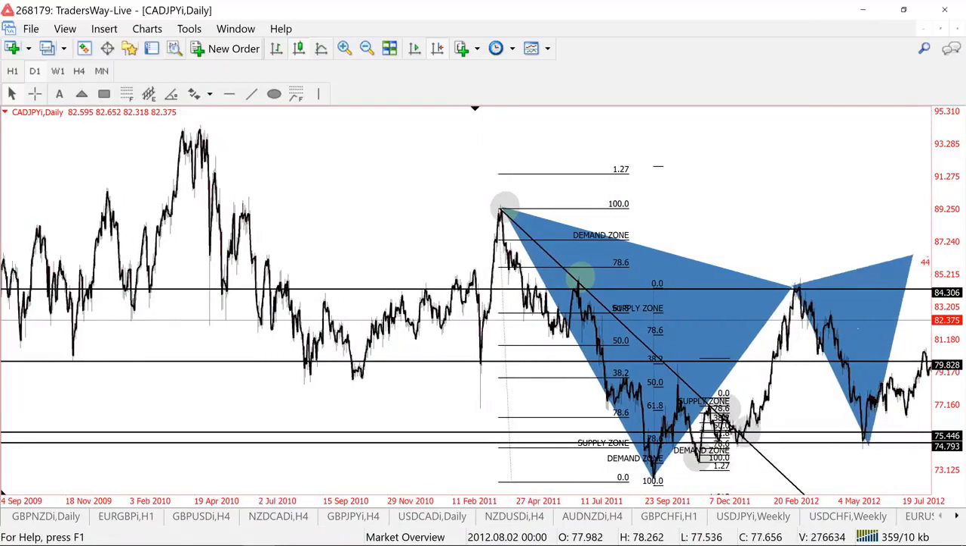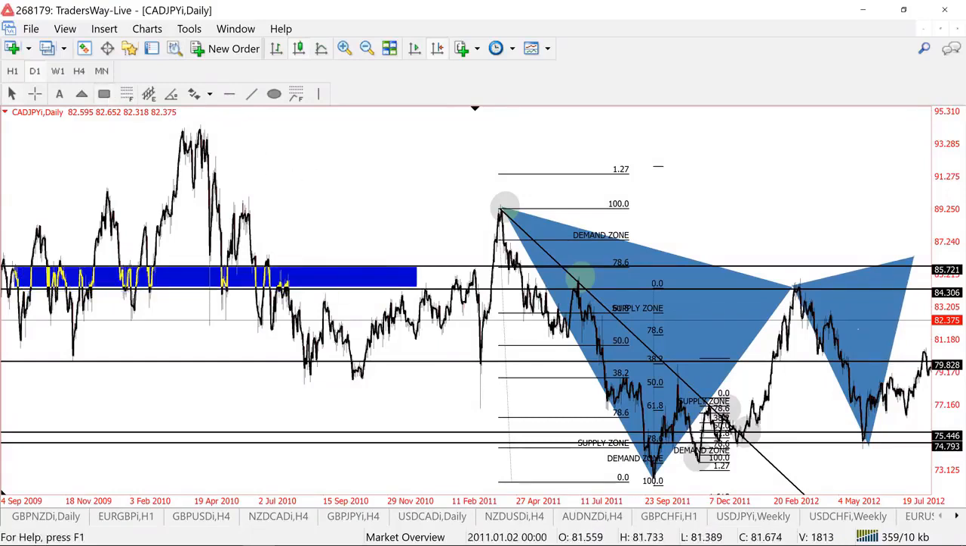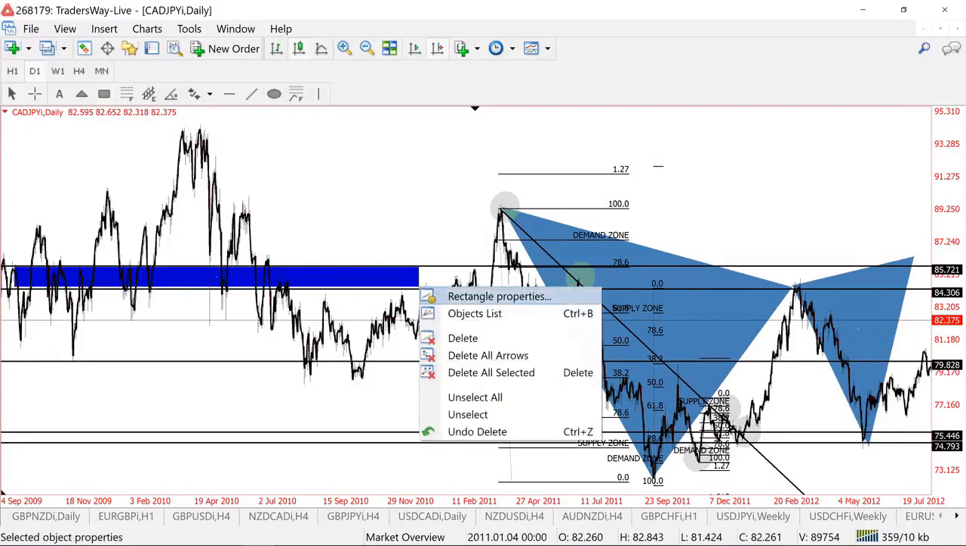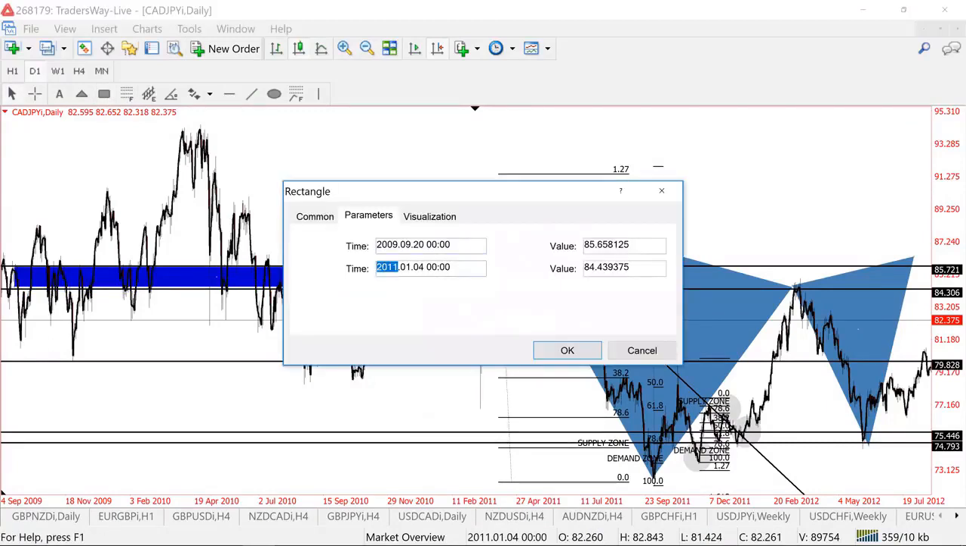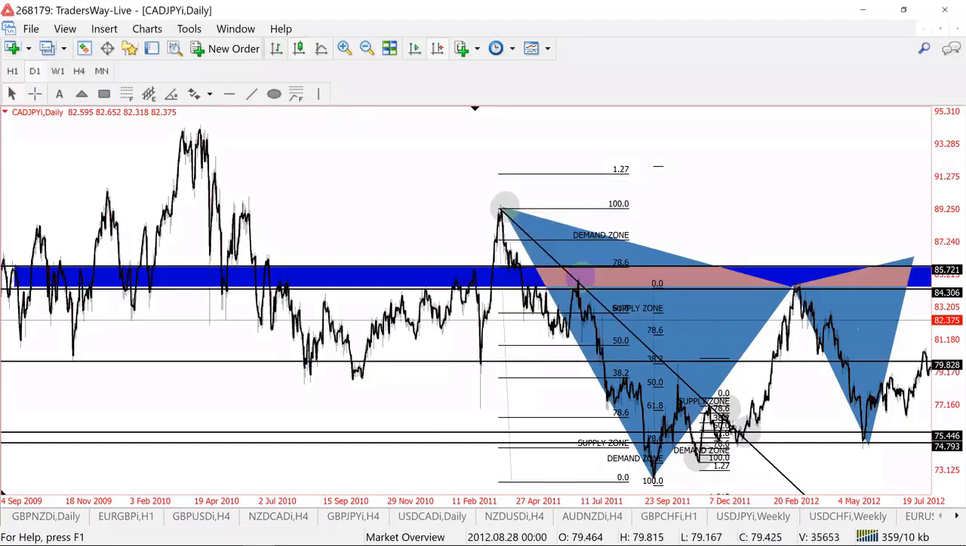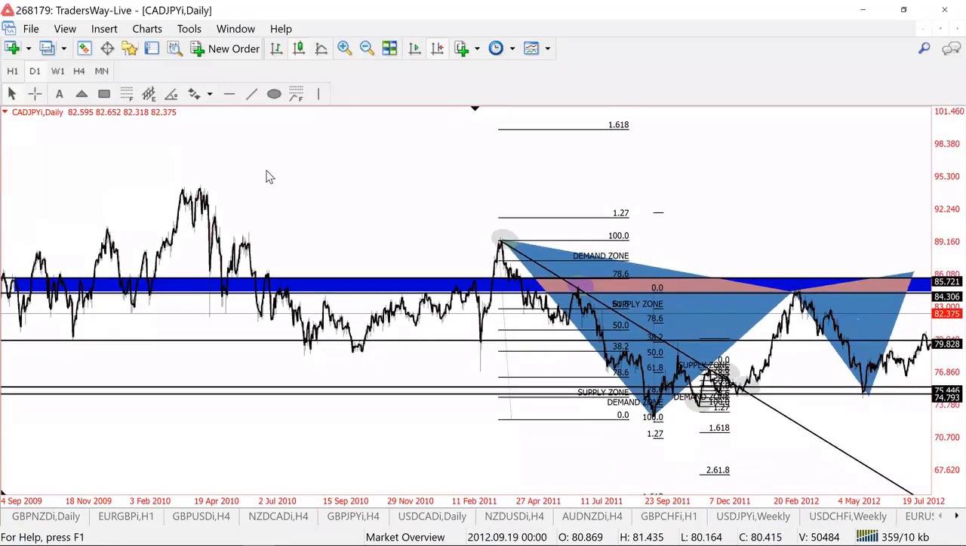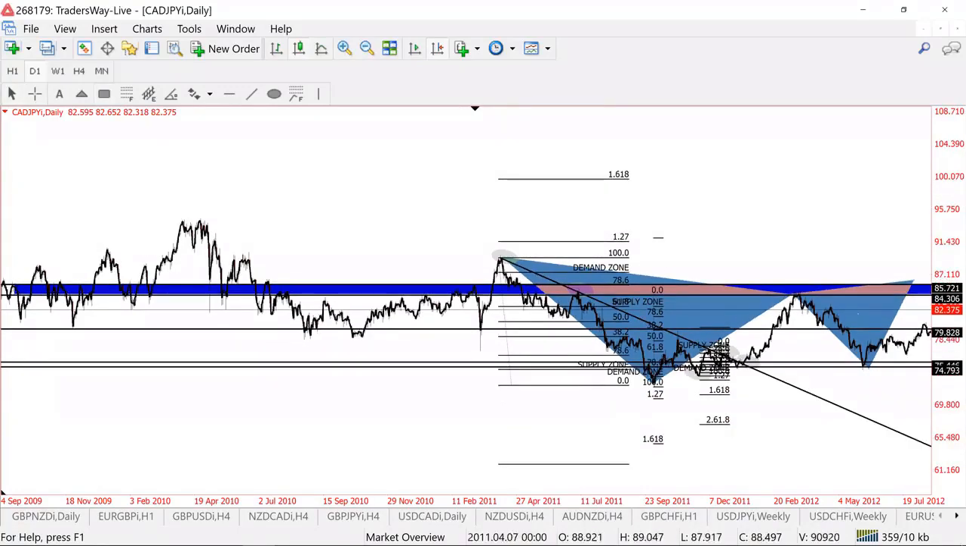So if we exit here at the 786, that's it, we're done. We're out of the trade. We're not in the trade anymore. We'll take our money. It's okay. You made some good money. So we know that's it. But also, what about here, the 1618?